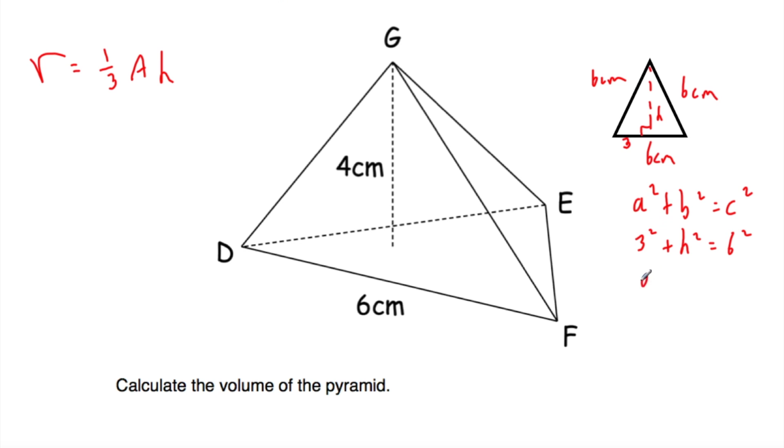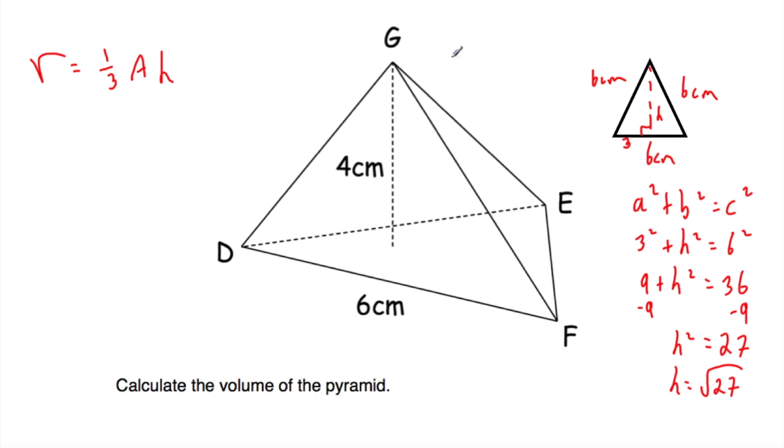3 squared is 9, so we've got 9 plus h squared equals 36. And then if we take away 9 from both sides, we'll be left with h squared equals 27. So that means that h is equal to the square root of 27. And the square root of 27, if we work that out, is equal to 3 root 3 or 5.196 and so on.